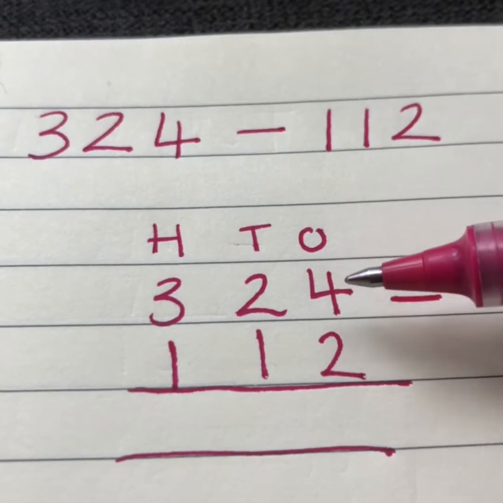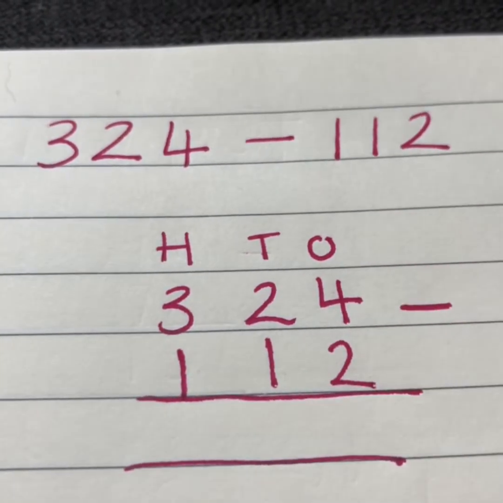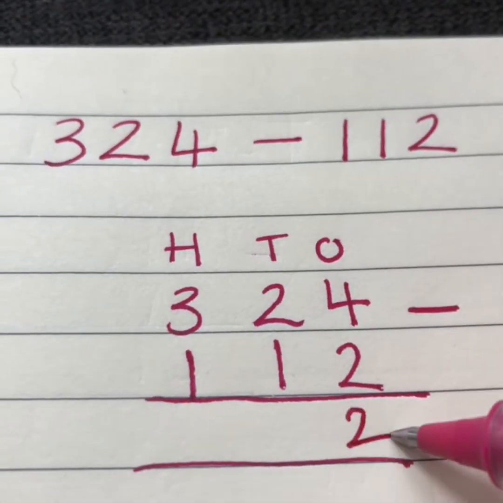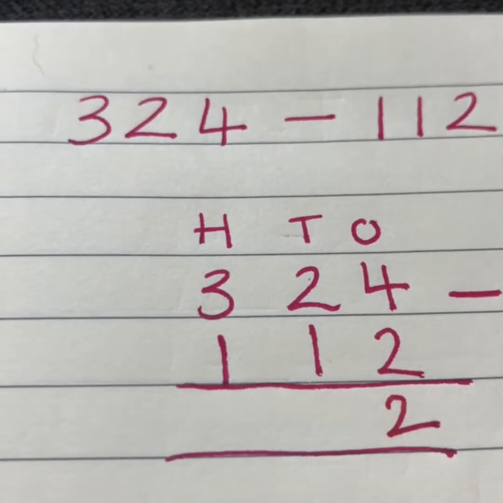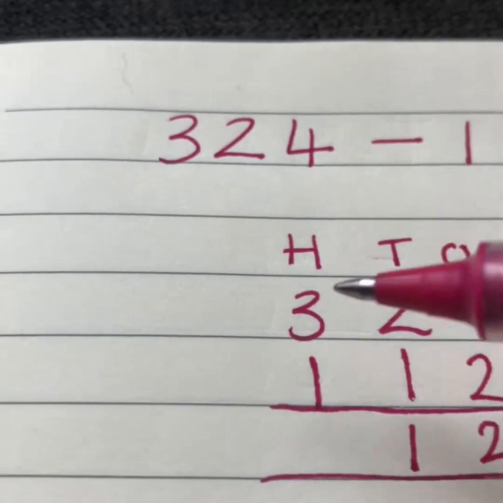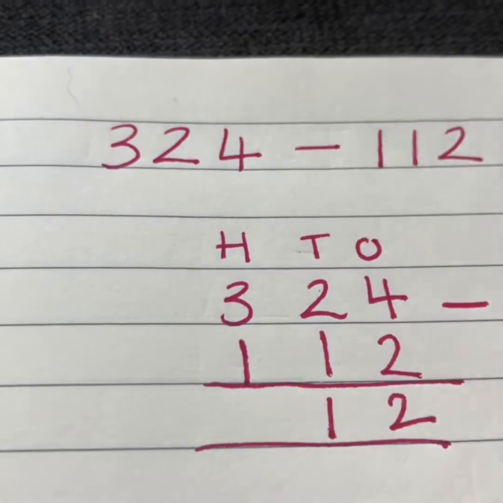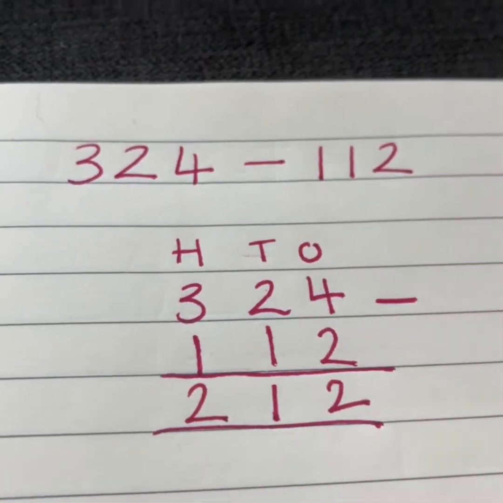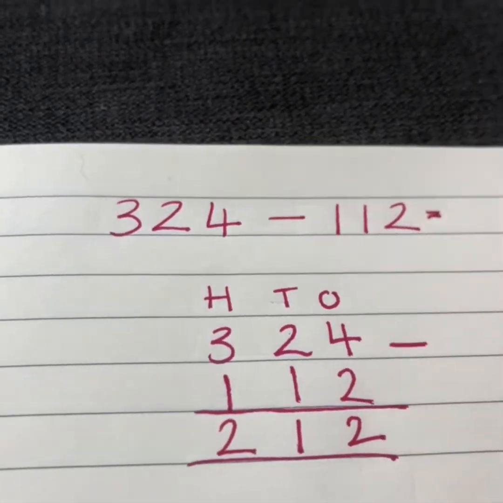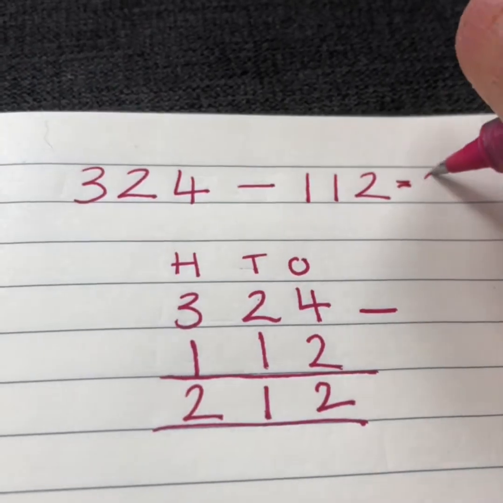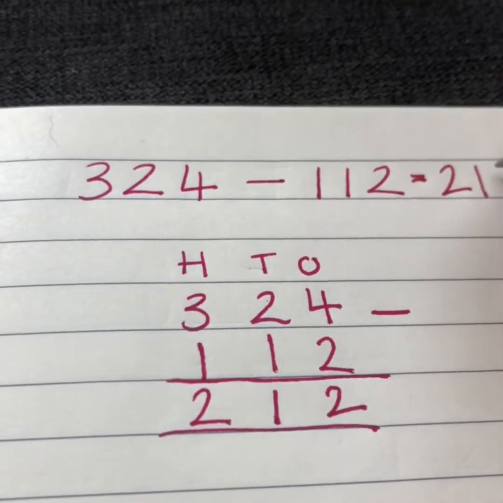Okay, so start off: 4 take away 2. 2 tens take away 1 ten. And 300 take away 100. So nice and easy, we don't have to borrow or steal or exchange from the tens or anywhere.